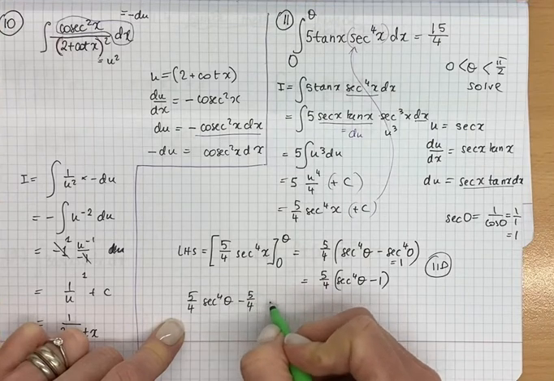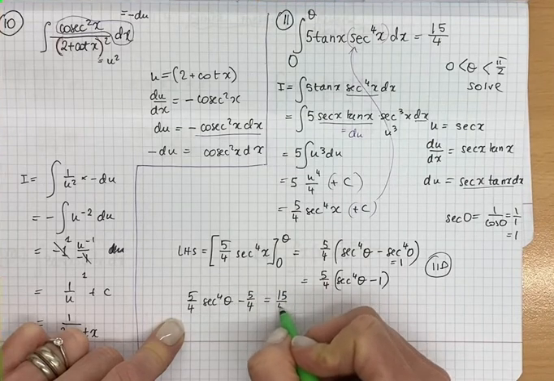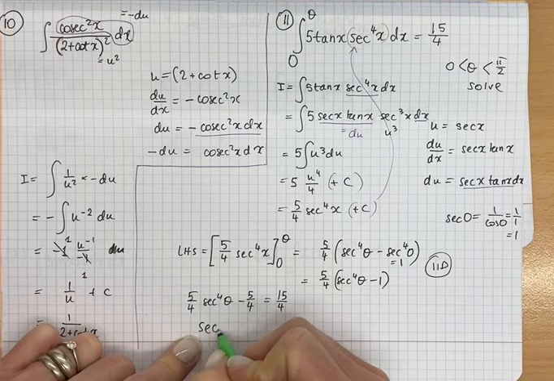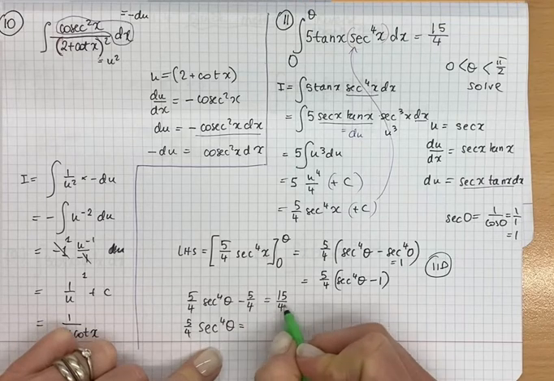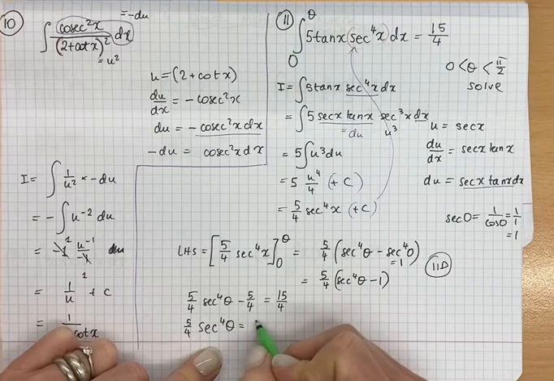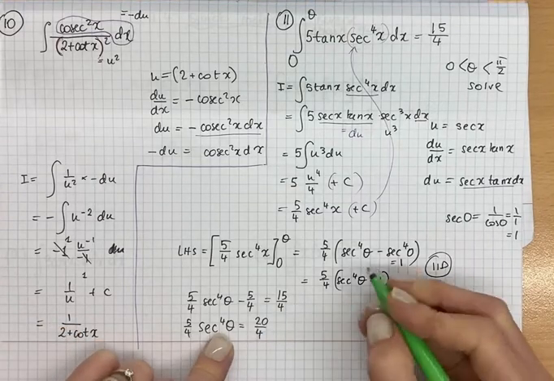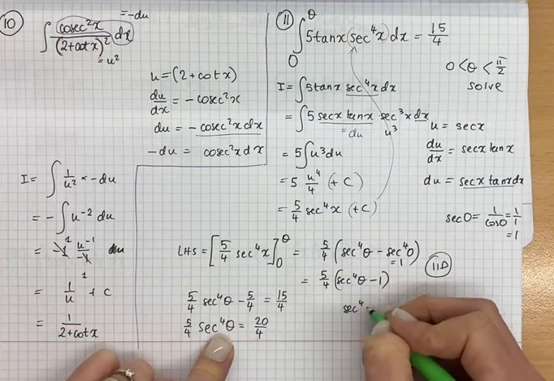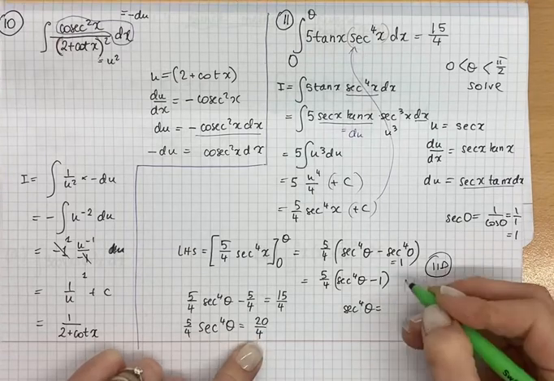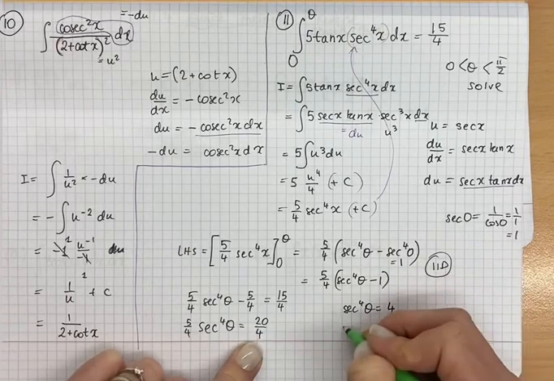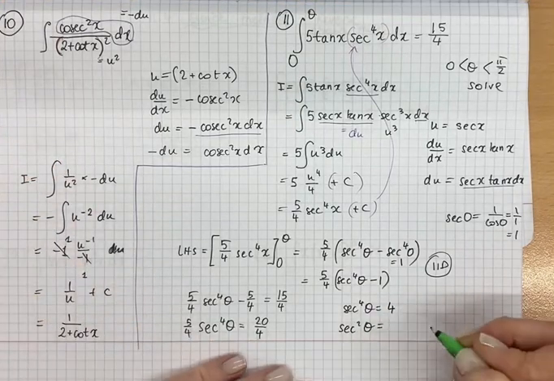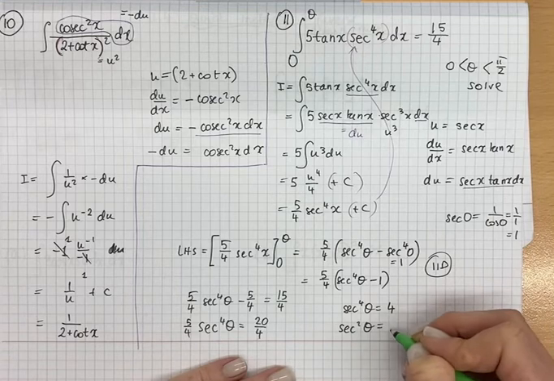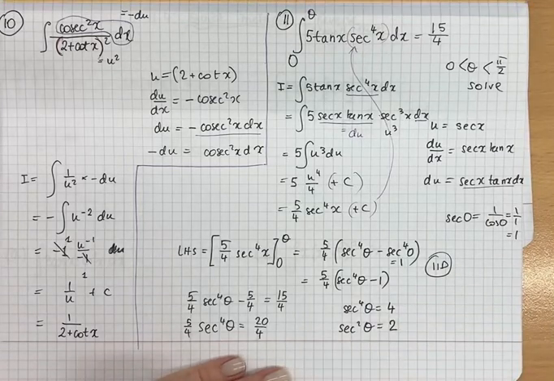We'll expand the bracket, make it equal to 15 quarters. So sec to the power of 4 theta is equal to, let's put 5 quarters here. So we're going to add 5 quarters, so it's 20 over 4. So sec to the power of 4 theta is equal to 20, if you divide by 5 quarters, you're going to get 4. So sec squared, square rooted twice, square rooted once, it's plus or minus 2, but you can't have something squared equal to negative, so you only use the positive 2.